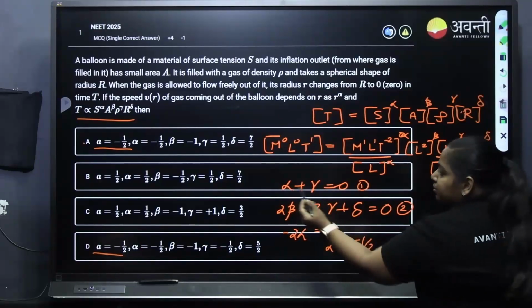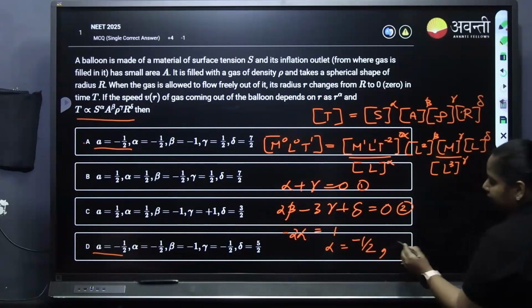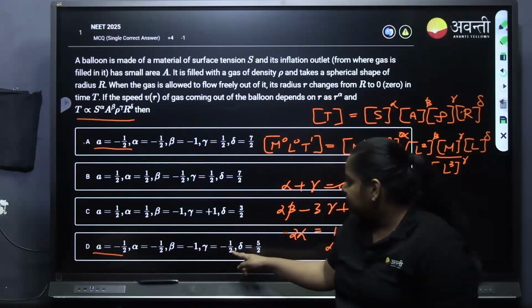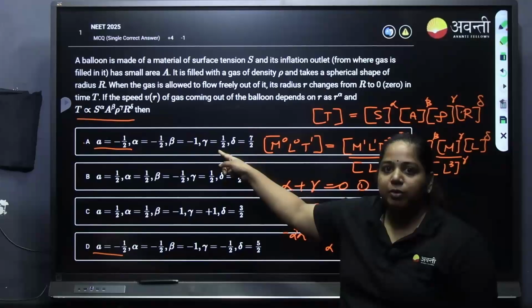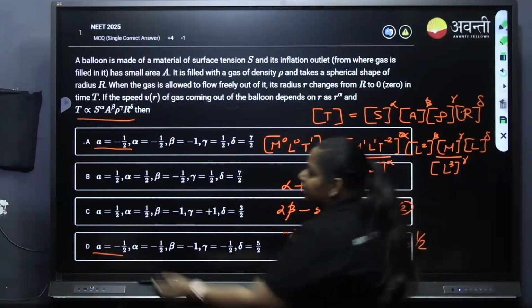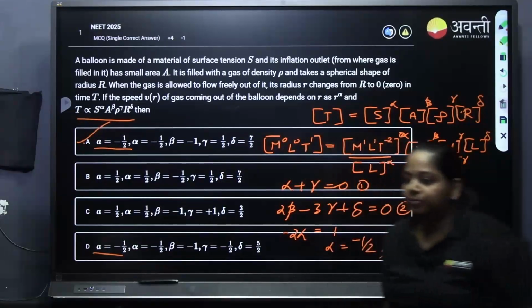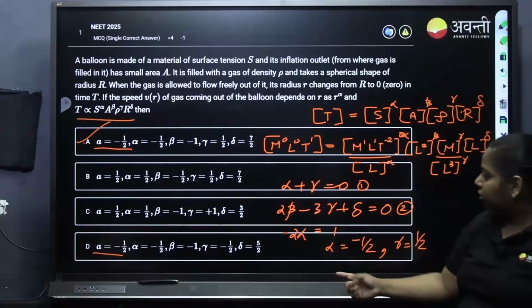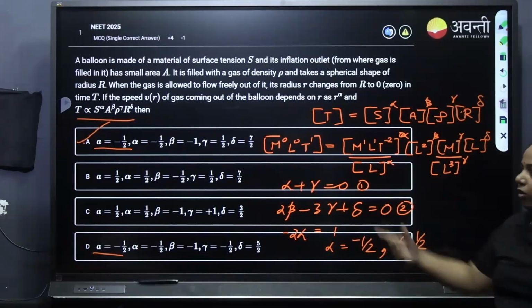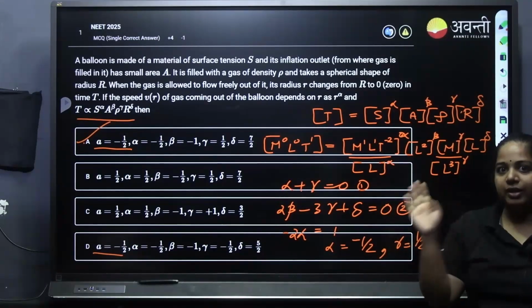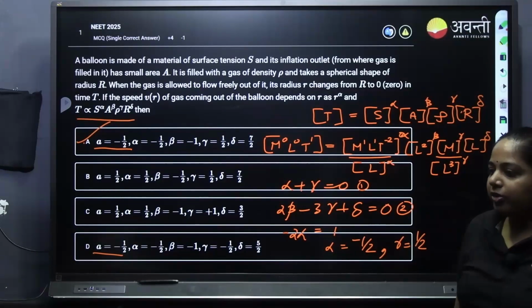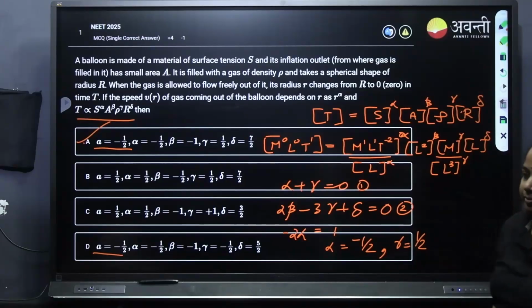Then alpha is minus 1 by 2, so gamma will be 1 by 2. In this option, gamma is given as minus 1 by 2. Here gamma is 1 by 2. Without even solving the others, we got A as the answer. Understood? Even though it is very complicated, in 3 steps we got the answer. We didn't have to calculate beta and delta also. Is it clear for all? Yes, ma'am. Okay.